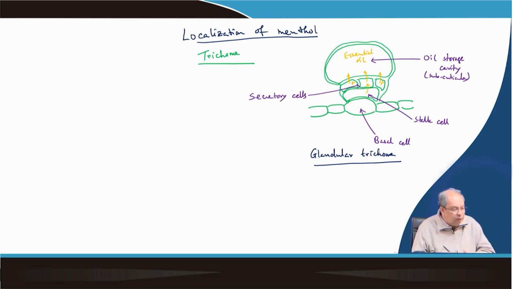If it has a stalk, it is capitate. If the stalk is not there properly, then it is basically peltate. Okay. Now, next is the regulation of menthol biosynthesis.